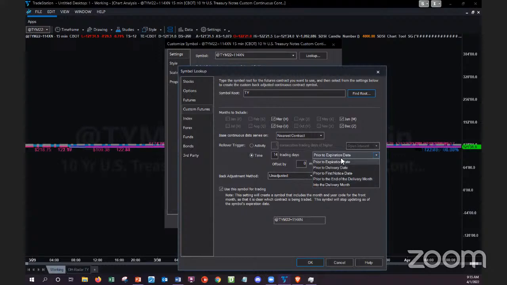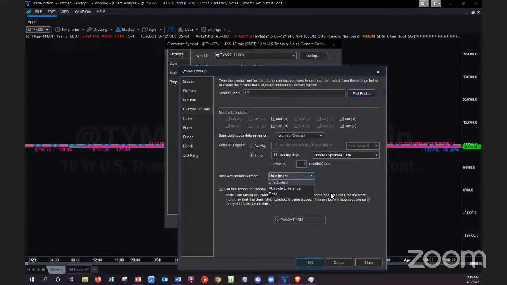Do we have all these choices? But for trading, we typically want prior to expiration. And that's all set by 0 months. And this is an unadjusted chart. Here we have absolute difference, ratio, and unadjusted. Typically you trade unadjusted.